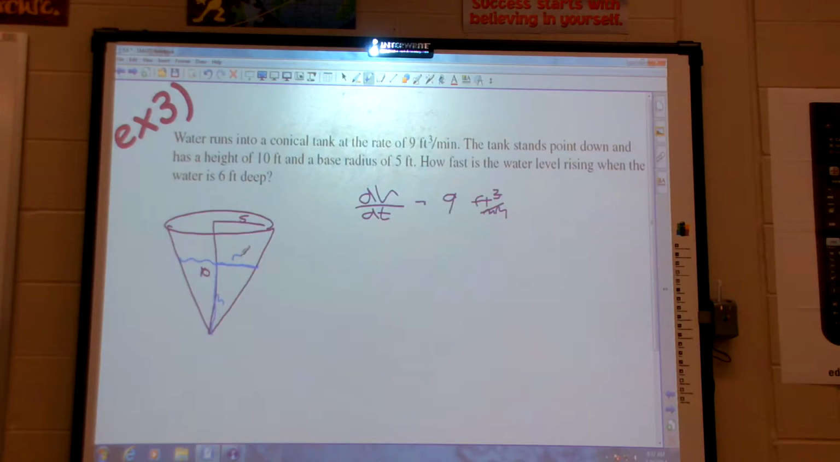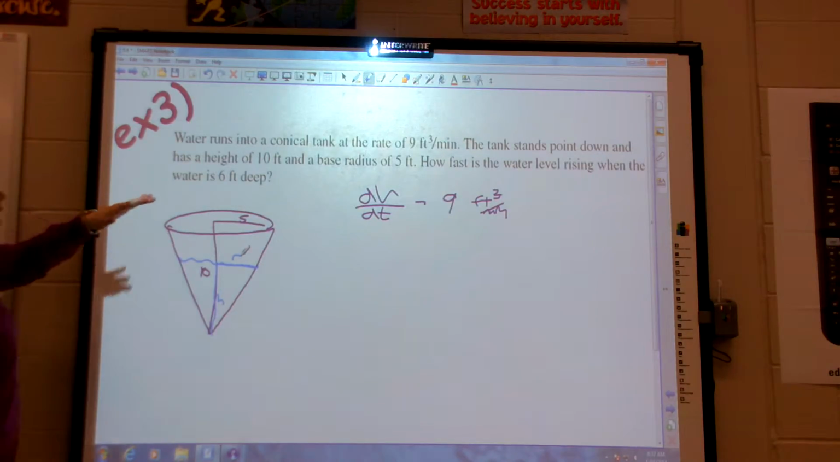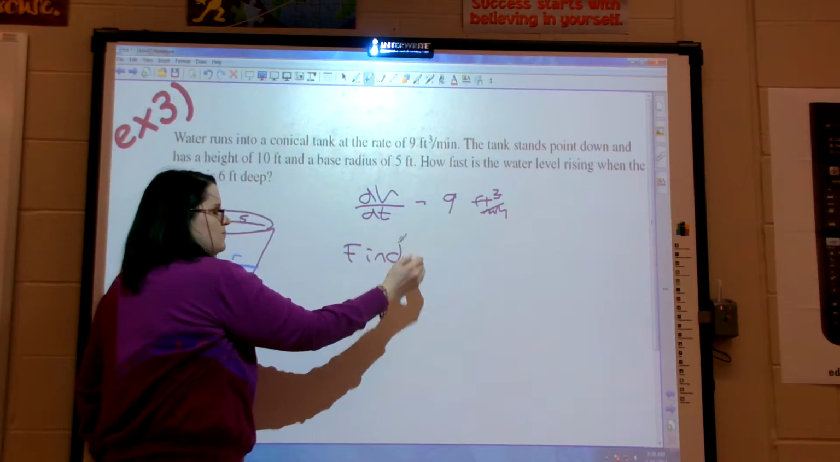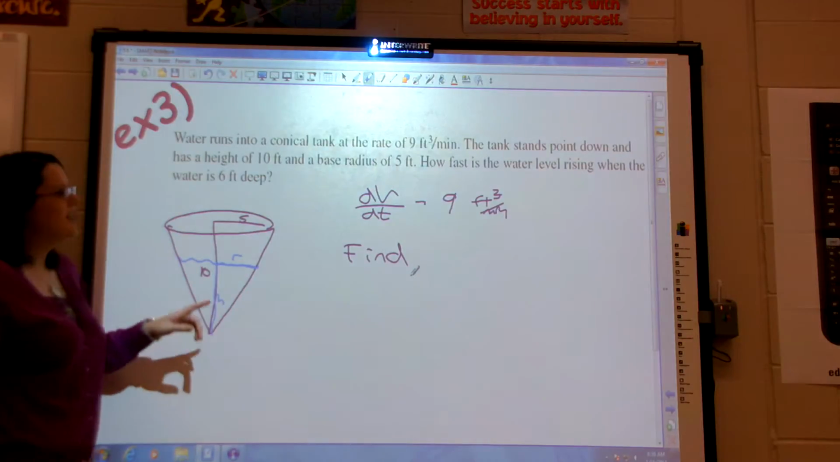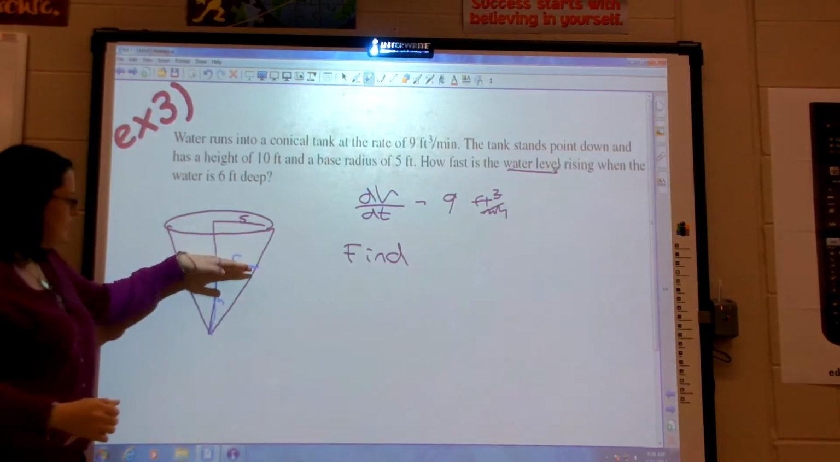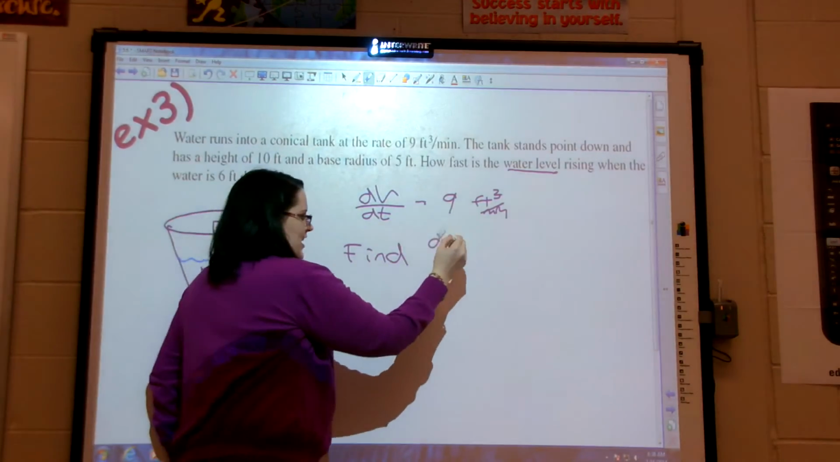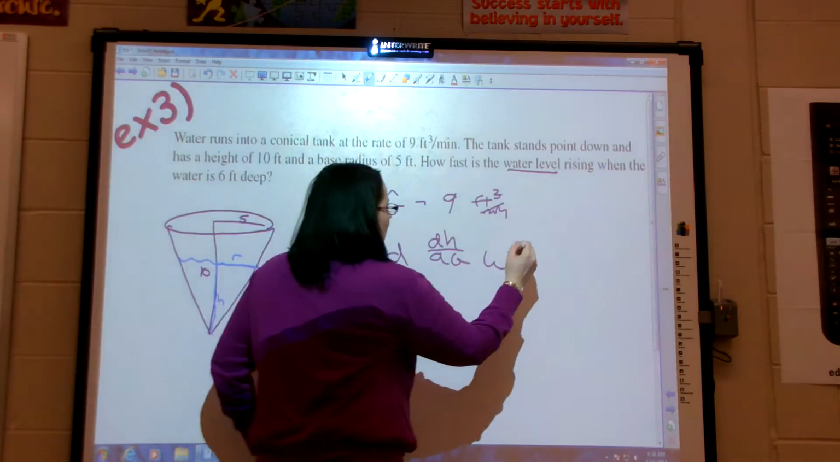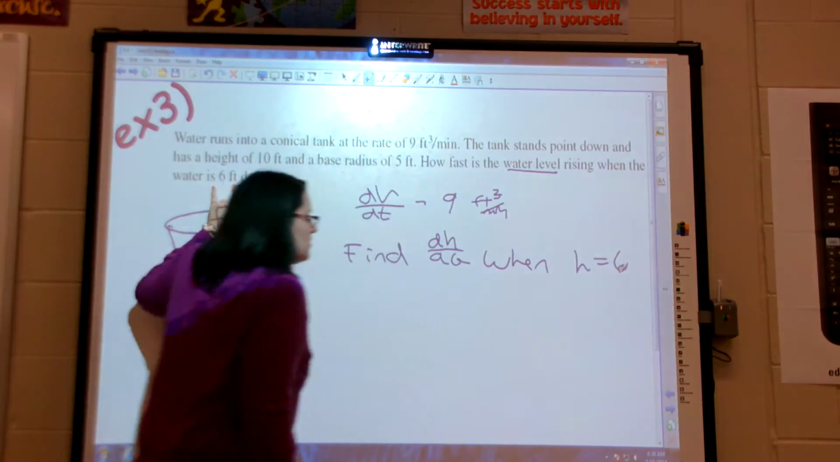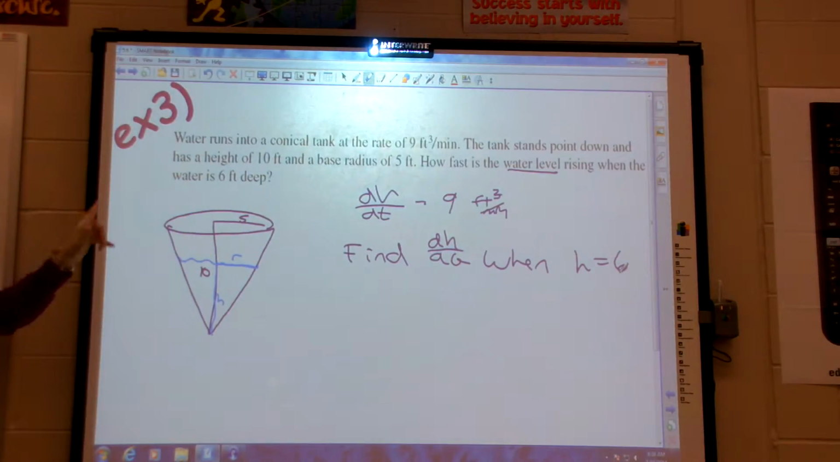So when they ask me how fast is the water level rising, what are they asking me to find? The dh/dt. The water level, that's my height. So I want to find dh/dt when h is 6. You follow that? Is 6 constant? No, it's at that one moment. Okay. So we have our setup here. So now what is my equation?